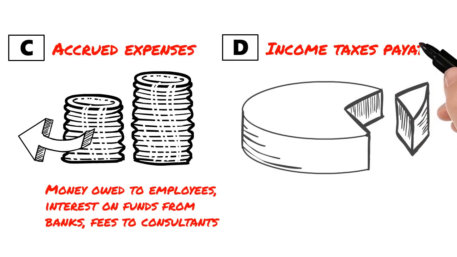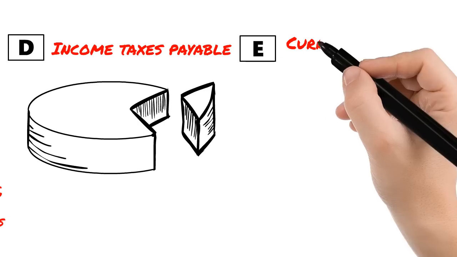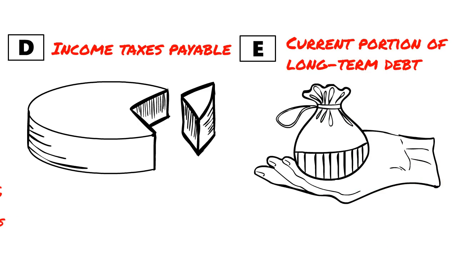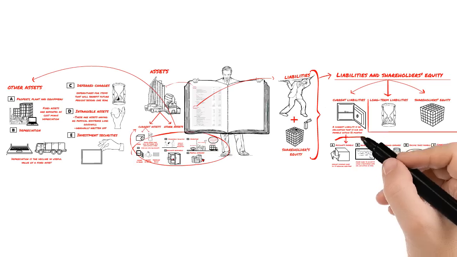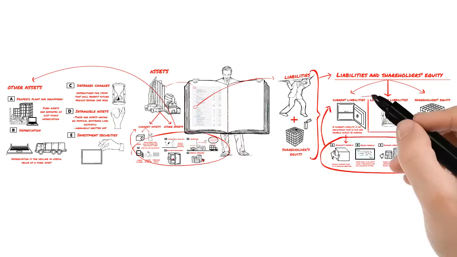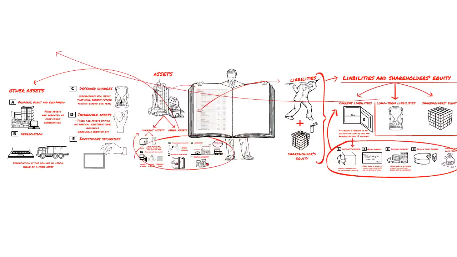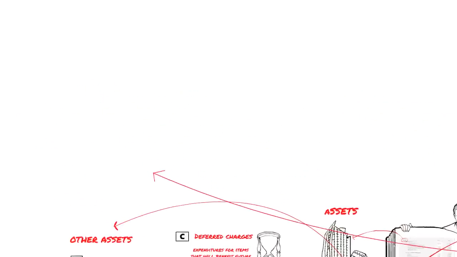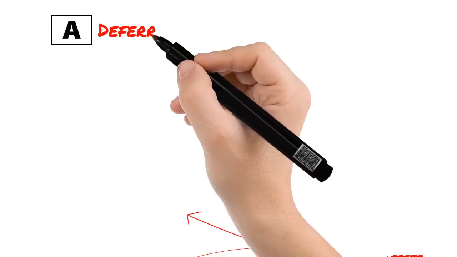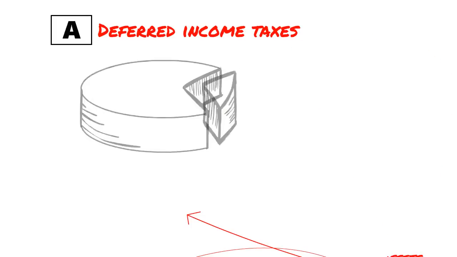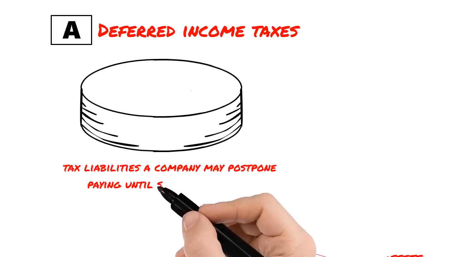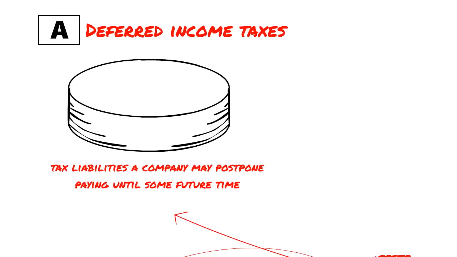Income taxes payable. Current portion of long-term debt. All these heads sum up to total current liabilities. Long-term liabilities are amounts due after 1 year, like retiree benefits. Deferred income taxes: these are tax liabilities a company may postpone paying until some future time.